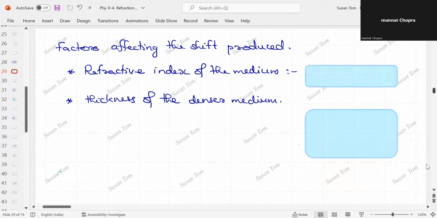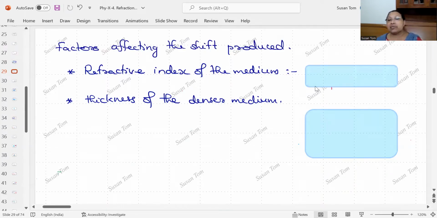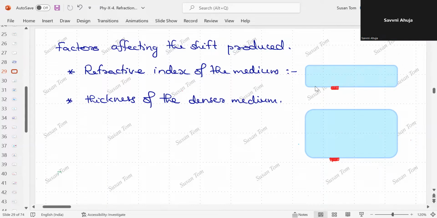Such two glass blocks we are considering, and view the same object below each. Suppose we are keeping an object here, maybe a small red piece of cloth or something, and exactly the same size object we are keeping below the lower side of the second glass block. The shift produced will be more in the second case, the one which has more thickness. Do you understand? More the thickness, more will be the shift produced. That's the only point you need to understand here.